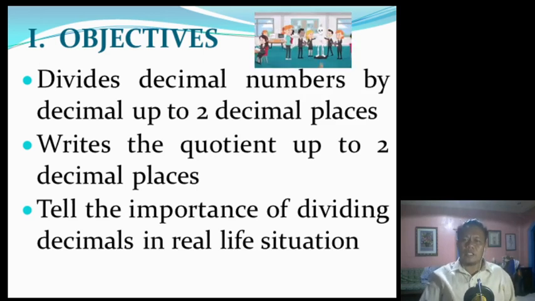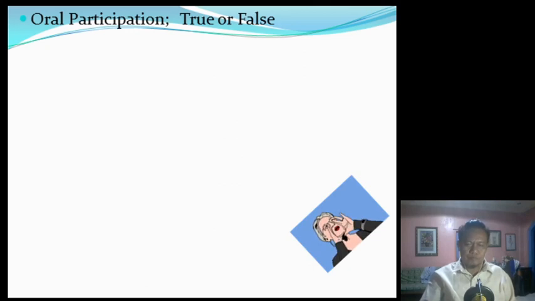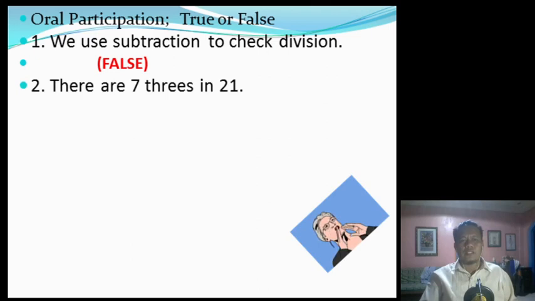But before we go further, let us do first by answering true or false. This is sort of a review. Number 1, we use subtraction to check division, true or false? That is false. Number 2, there are 7 threes in 21. True or false? That is true.